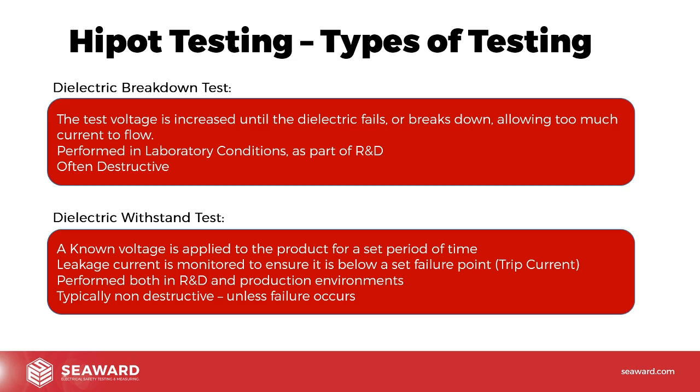So for that test, we essentially apply a known voltage to a product for a period of time. That then means we can monitor any leakage current to ensure it's below a set point. Now that point is typically our trip current. We want to make sure our current is low enough that it's not causing an issue. This test is performed both in the R&D or the design phase as part of a type test, and also in production and in the repair world as well. So it's the one that's most versatile, most often used.